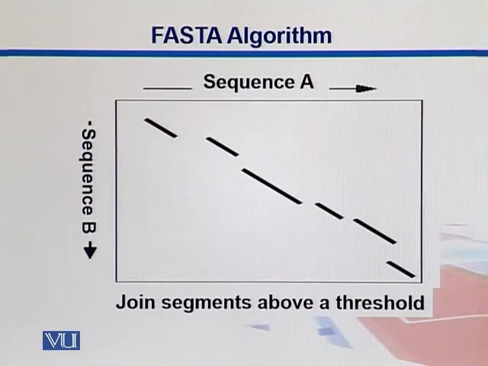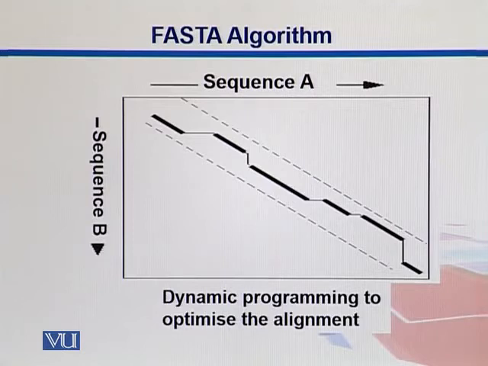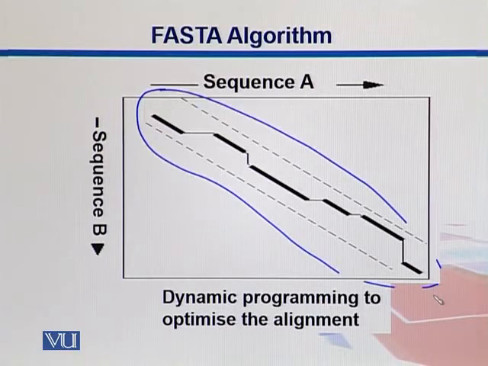Then we join those retained segments, which have scores above some threshold, with one another. And then we do some dynamic programming to optimize those alignments. We try to bring them further close, and in this region in the middle, these are the segments which are highly related with one another.